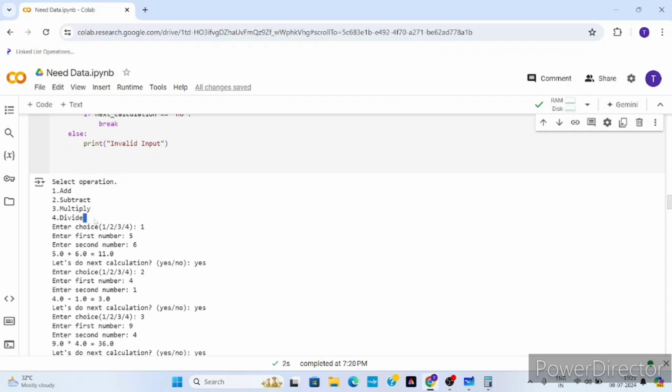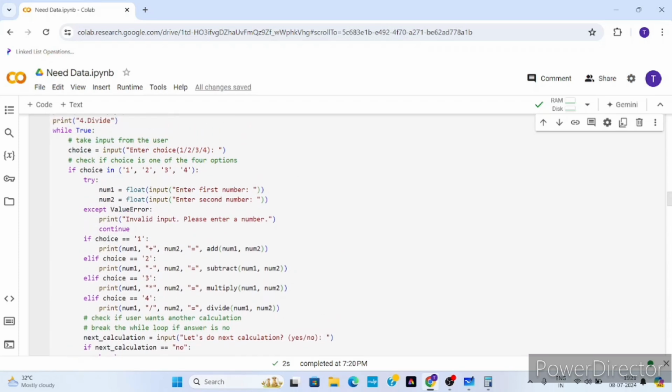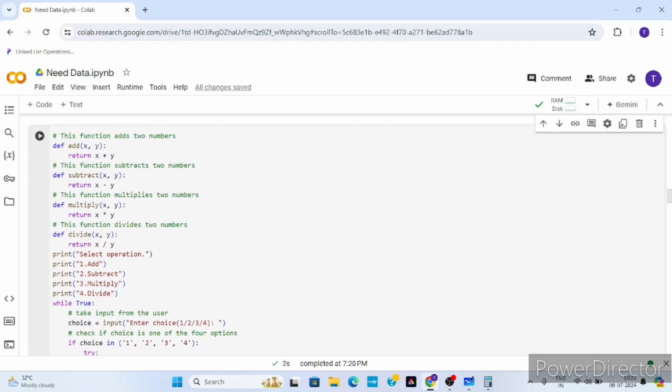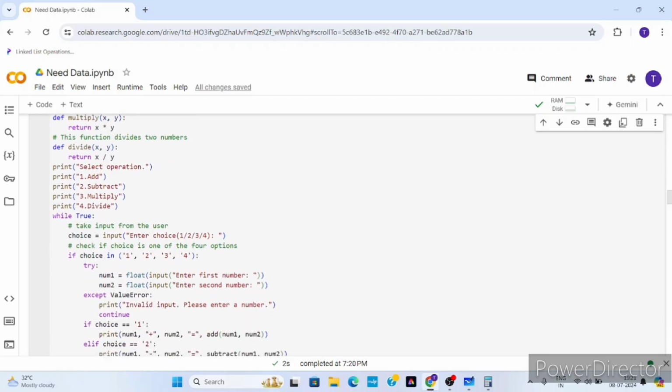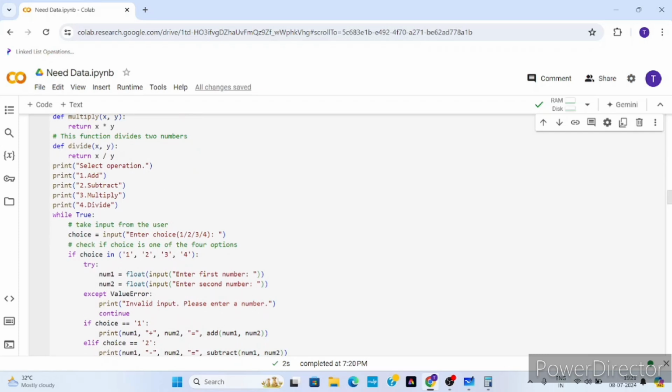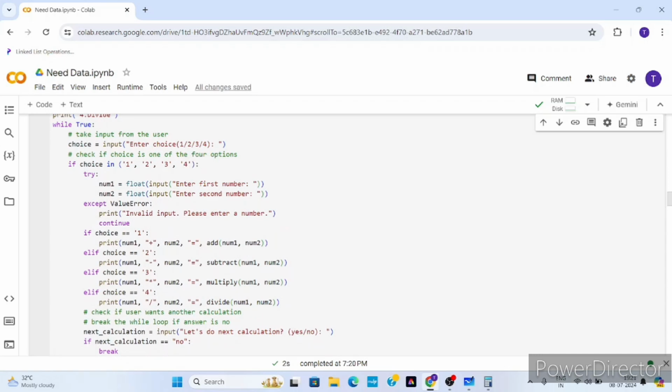Now if the choice is in 1, let's take it from this itself. If the add function is called, it just adds. If the subtract function is called, it just subtracts. If multiplication is called, we just multiply. If divide is called, we just divide. That's it, there won't be any complex things. There are 4 choices, 1, 2, 3, 4 only. If the user enters the choice as 1, 2, 3 or 4, we get two numbers as float, the first number and the second number.